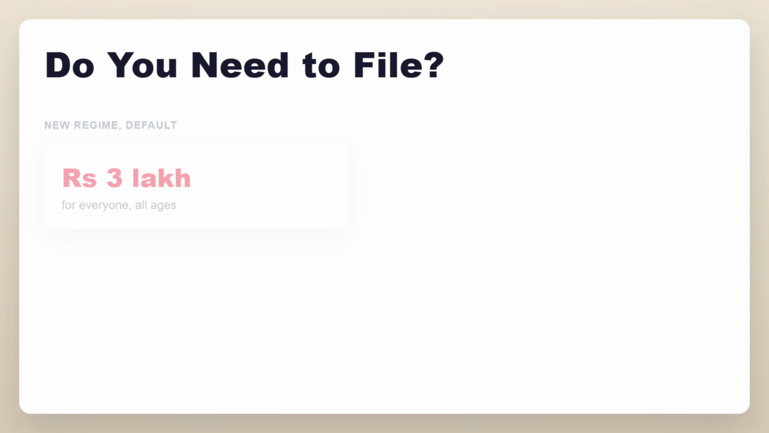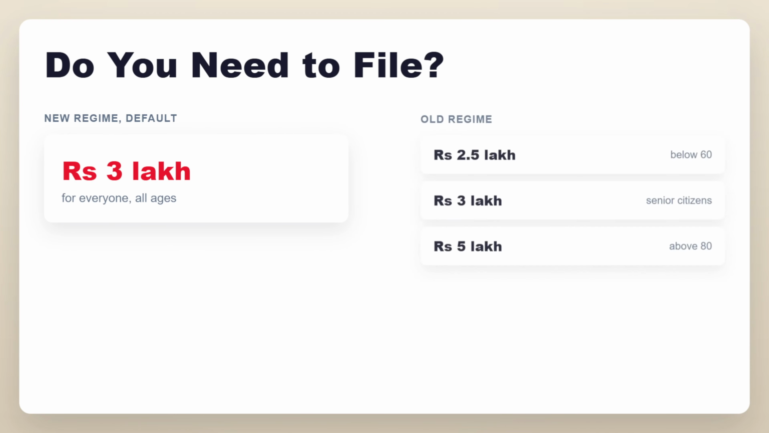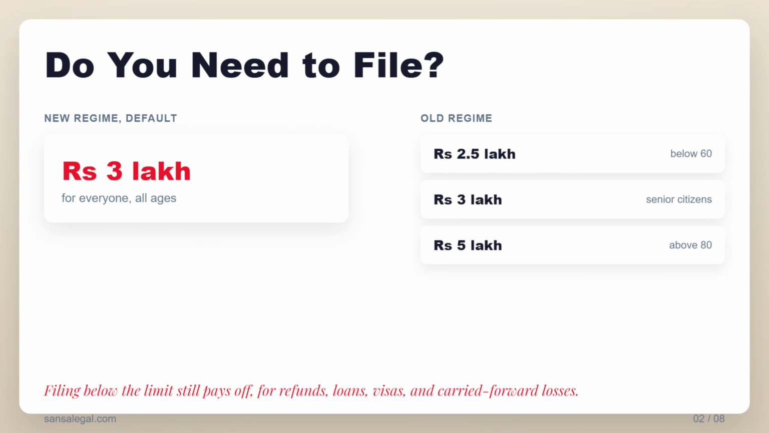You must file if your gross total income exceeds the basic exemption limit. Under the new tax regime, the default since AY 2024-25, that limit is 3 lakhs for everyone. Under the old regime, it is 2.5 lakhs below 60, 3 lakhs for senior citizens, and 5 lakhs above 80. Even below the limit, filing helps you claim TDS refunds, apply for loans, support visa applications, and carry forward losses.